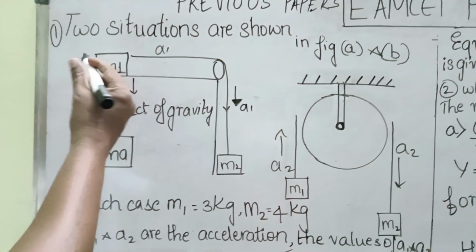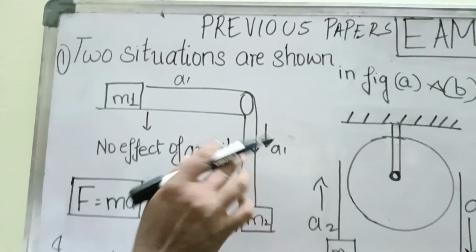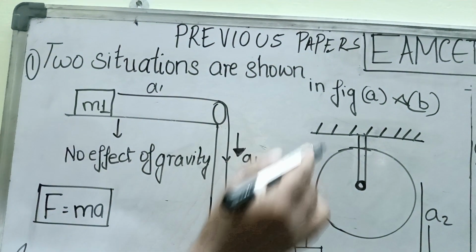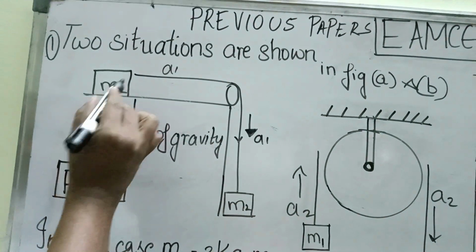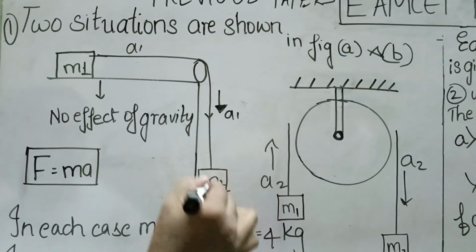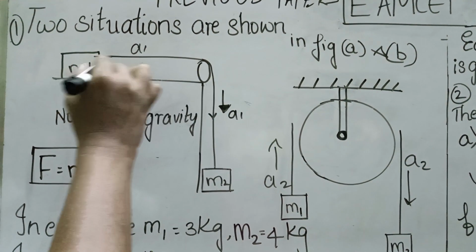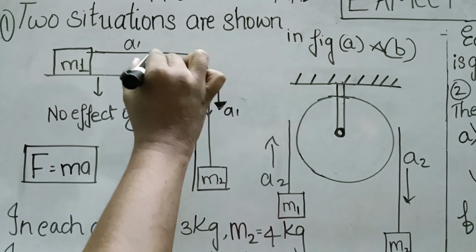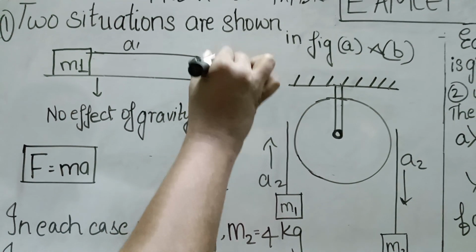Now we go to the first problem in the previous EAMCET paper, that is two situations are shown in figure. This is a mass m1 and the mass m2, both are connected by a string and the strings are passing over a pulley. This is the pulley.